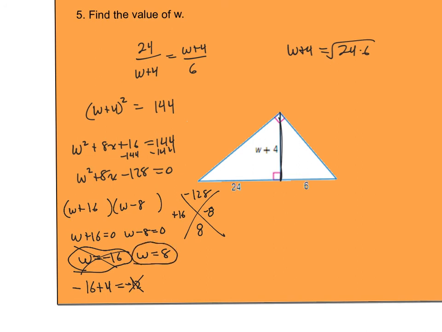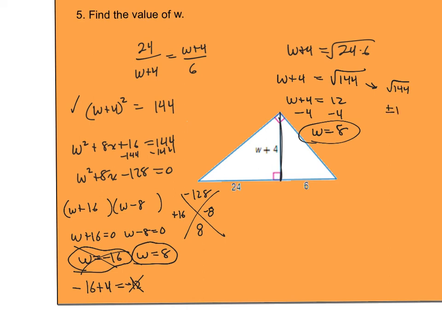Now this is the long extended version. Over here, w plus 4 equals the square root of 144. So w plus 4 equals positive 12. So subtract 4, w will equal 8. Same idea. But one thing you will need to know is that when you take the square root of something, technically plus or minus 12 would work, but we just took the positive because we knew our answer had to be positive. Okay.